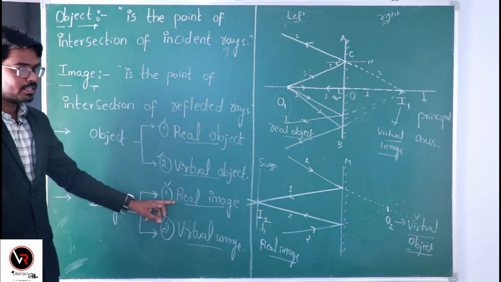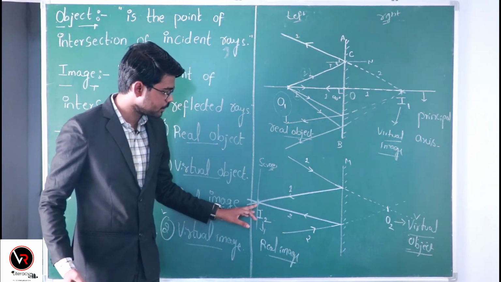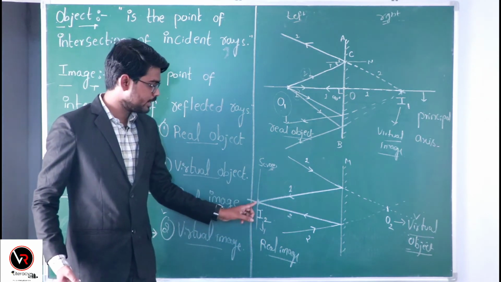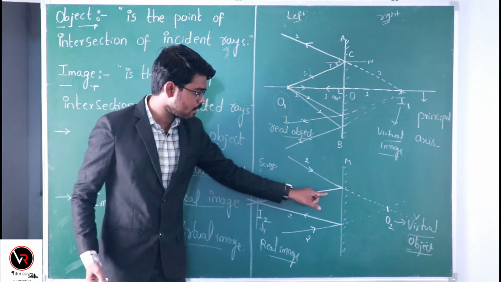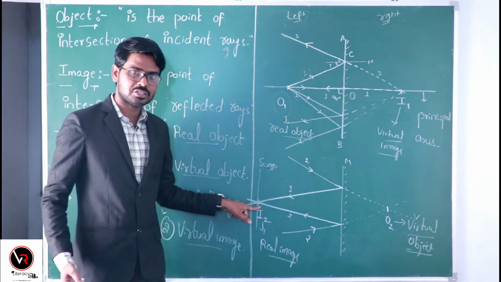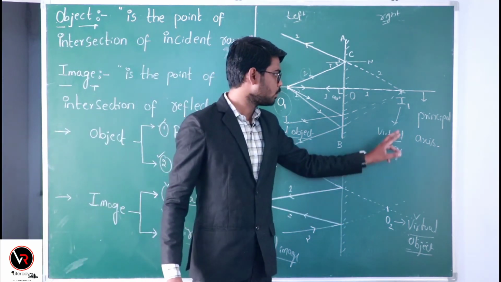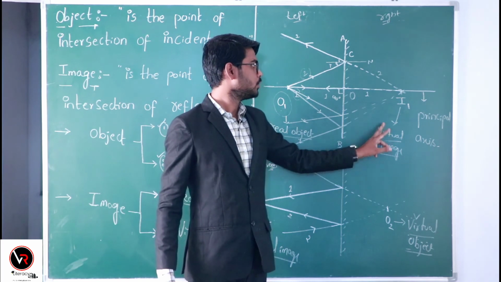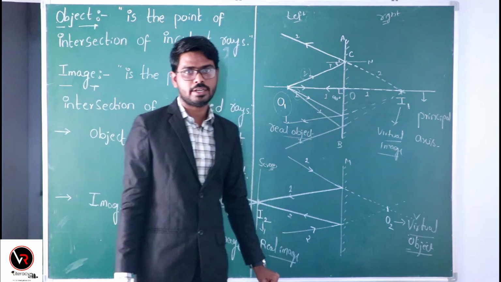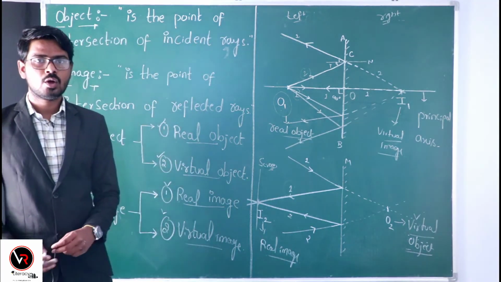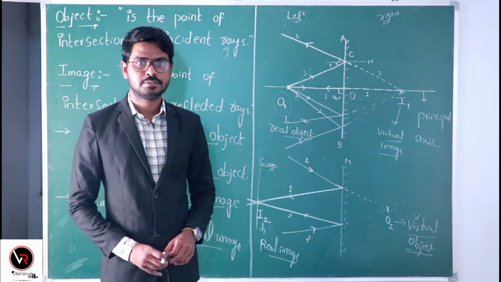What is a real image? As you can see here, these two reflected rays 1 and 2 actually meet at a point on the screen. So I2 is the real image, the point of actual intersection of the two reflected rays. Let us see what a virtual image is. This is the virtual image, which is formed due to intersection of these extended reflected rays. So this is all about object and its types, image and its types.